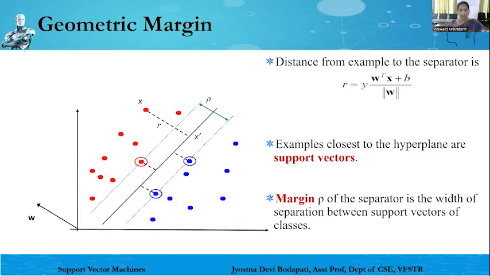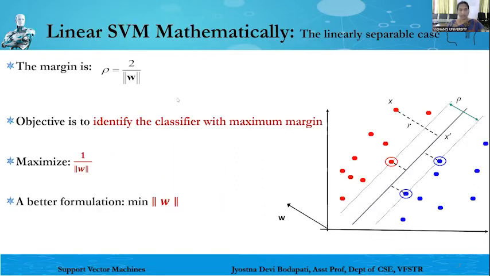And similarly, for this example, the associated R value would be 1 by norm. Then if you consider the rho value, rho equals 1 by norm plus 1 by norm, so it will be 2 by norm. That is how we get the margin value as 2 by norm.